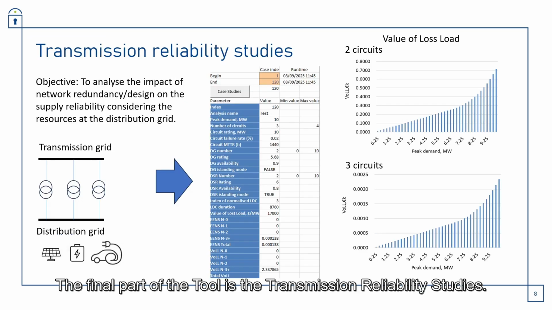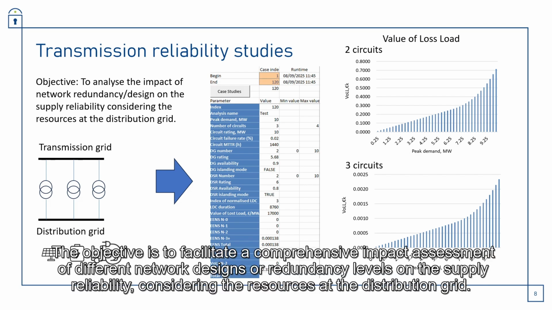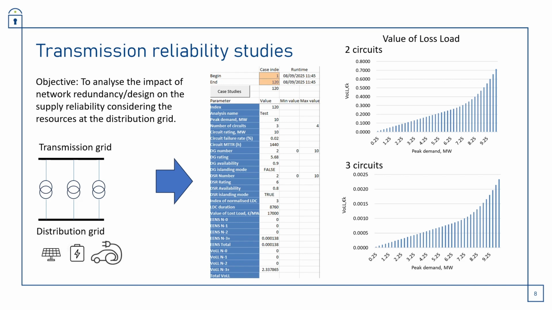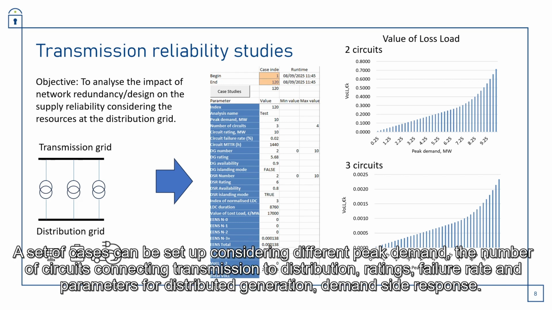The final part of the tool is the transmission reliability studies. The objective is to facilitate a comprehensive impact assessment of different network designs or redundancy levels on the supply reliability, considering the resources at the distribution grid. A set of cases can be set up considering different peak demand, the number of circuits connecting transmission to distribution, ratings, failure rates, and parameters for distributed generation and demand-side response.